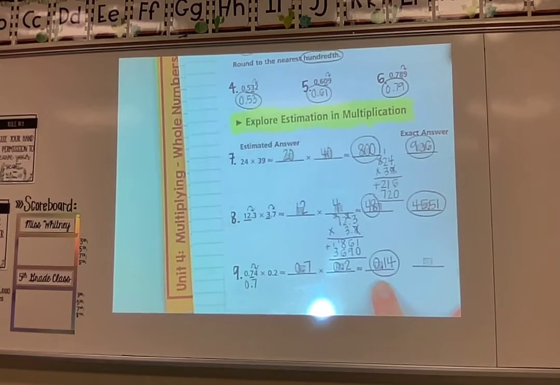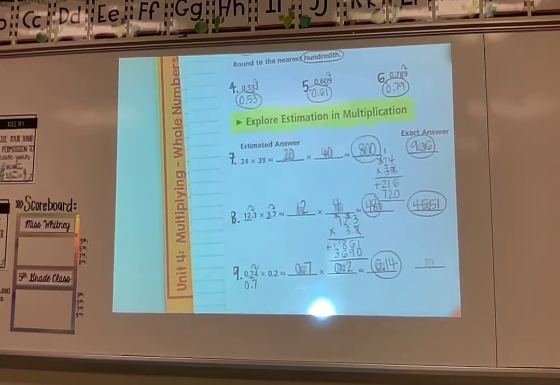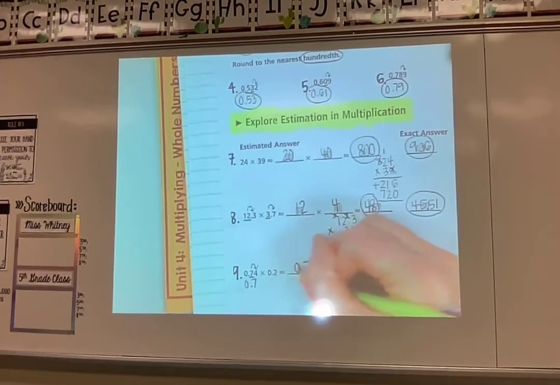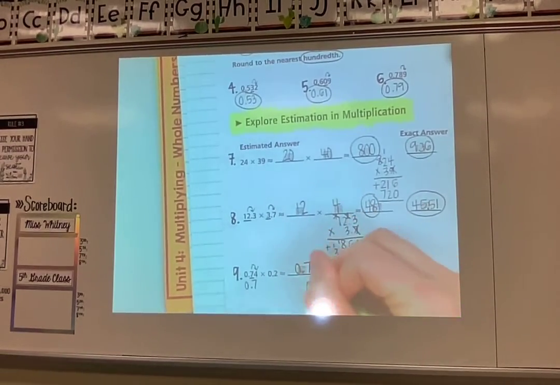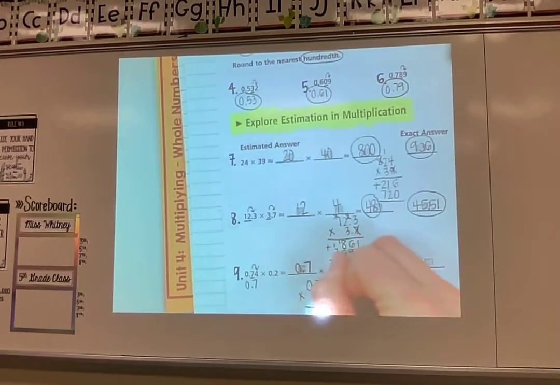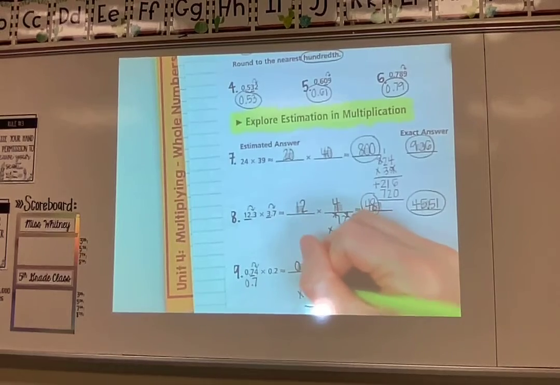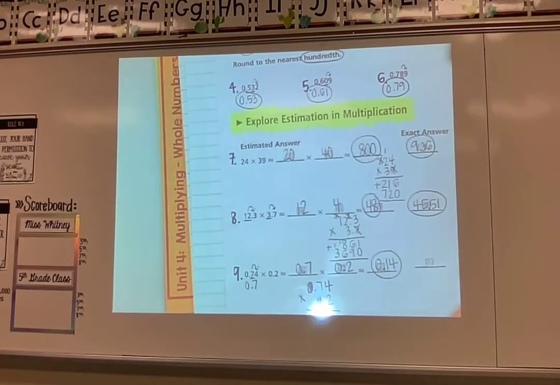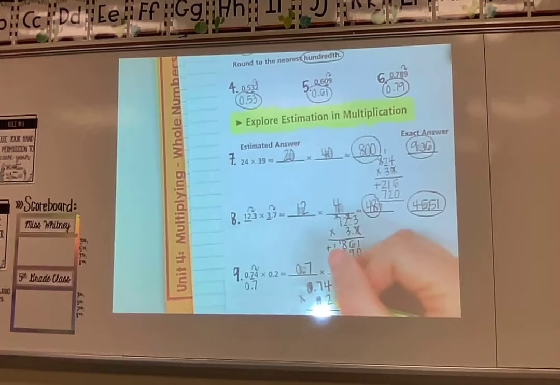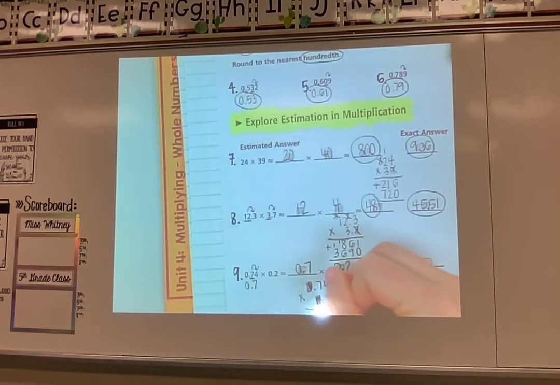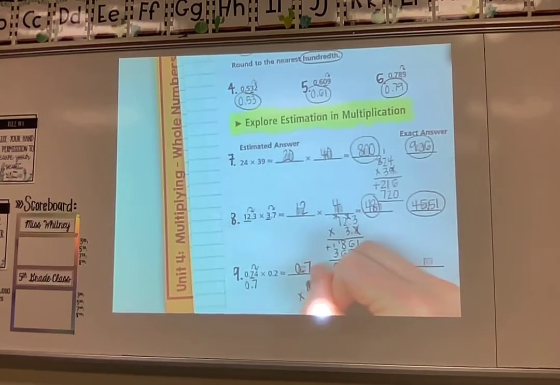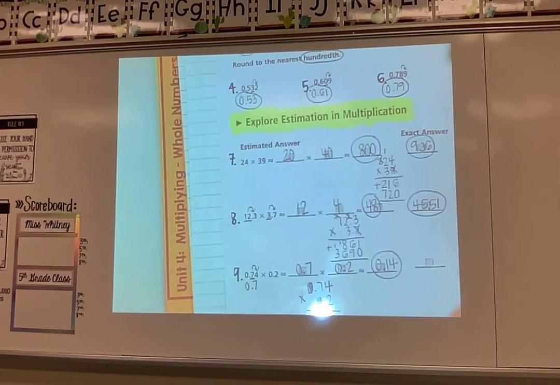That is our estimation. Now we need to find our exact answer, and to do that, we're going to stack up the original numbers. So 0.74 and 0.2, and we're going to multiply those. Remember, these zeros in the front I can ignore, so I'm going to scratch those out. And then we go with regular multiplication. 2 times 4 is 8. And 2 times 7 is 14. So I got 1, 4, 8.